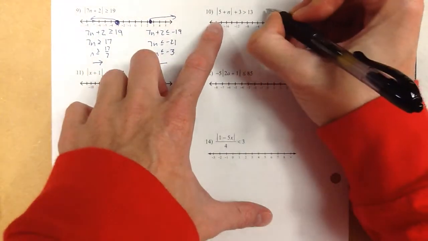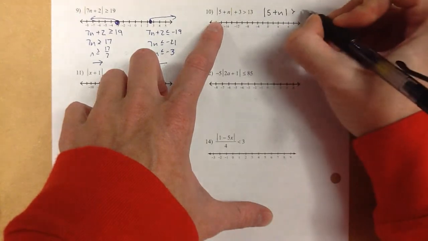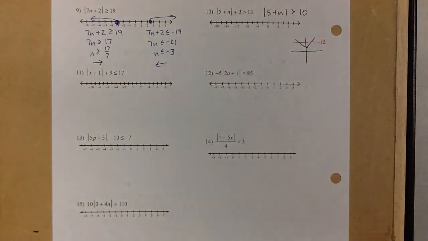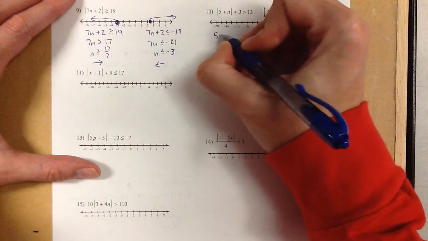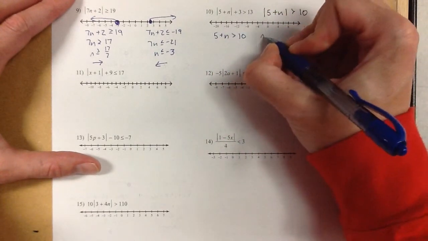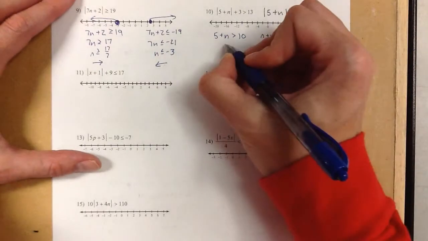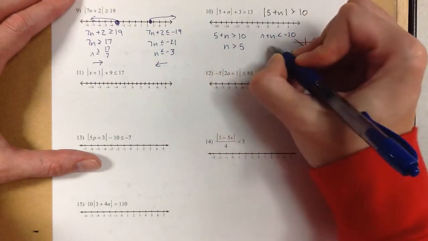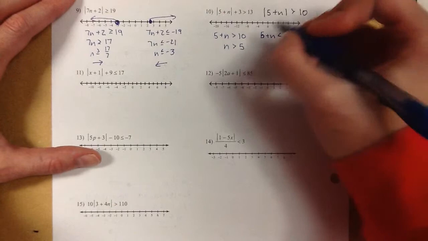Absolute value is not by itself yet. So we'll go ahead and get it by itself. So I have the absolute value of 5 plus n is greater than 10. Okay? Now it's by itself. So we can drop the absolute value bars. 5 plus n greater than 10. 5 plus n less than negative 10. We end up with 2 n's there.